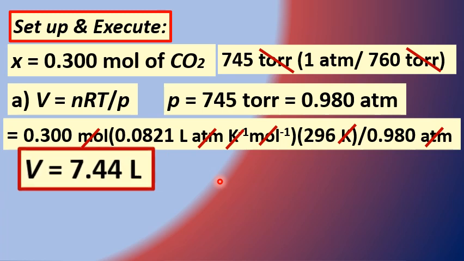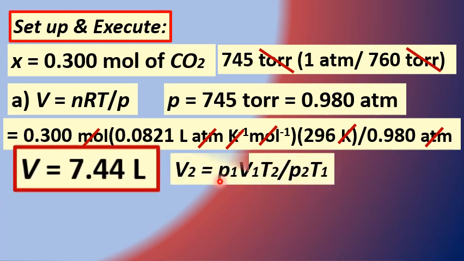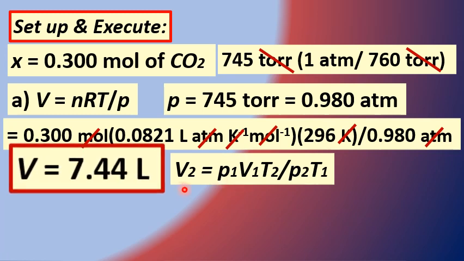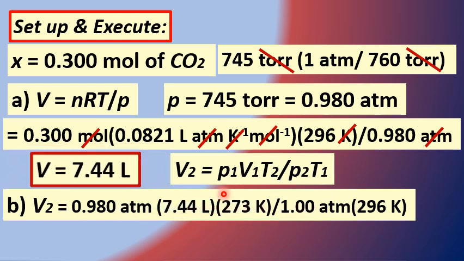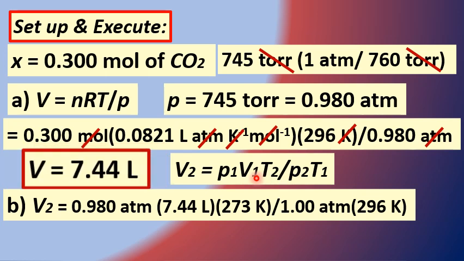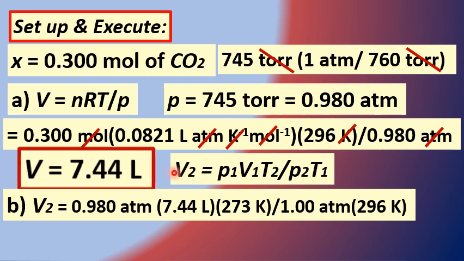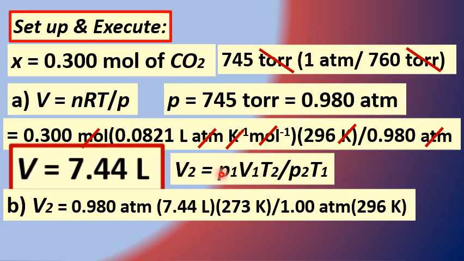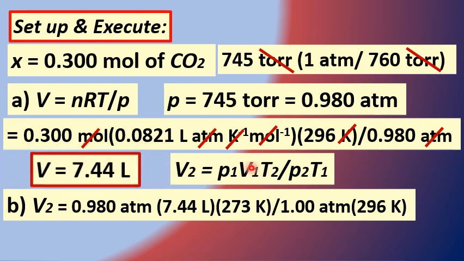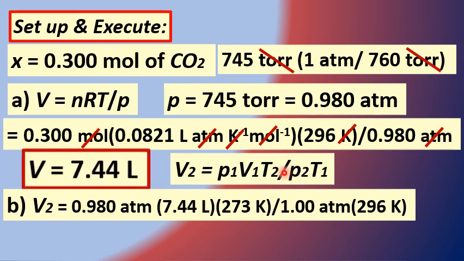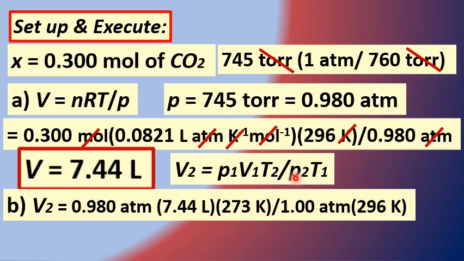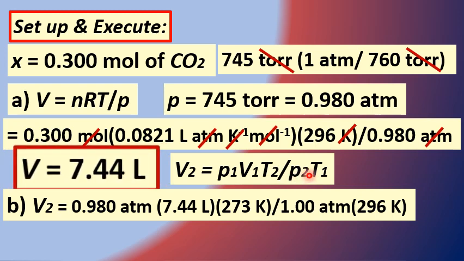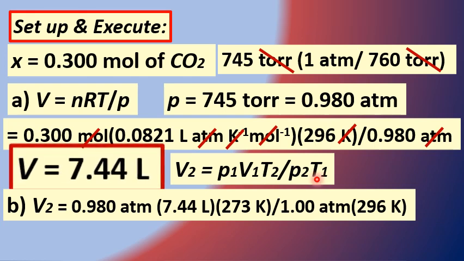Now, for question letter B, where we are asked to find the volume, V sub 2, using the general gas law, or the combined gas laws, in finding the final volume V sub 2, we just multiply the initial pressure P1 by the initial volume V sub 1, then multiply that by the final temperature T sub 2, and then divide by the product of the new pressure P sub 2 and the initial temperature T sub 1.